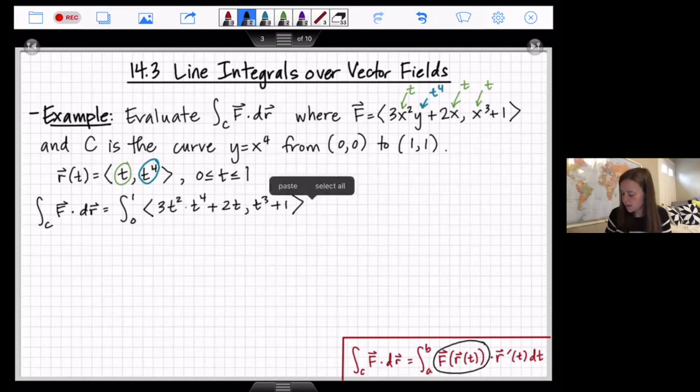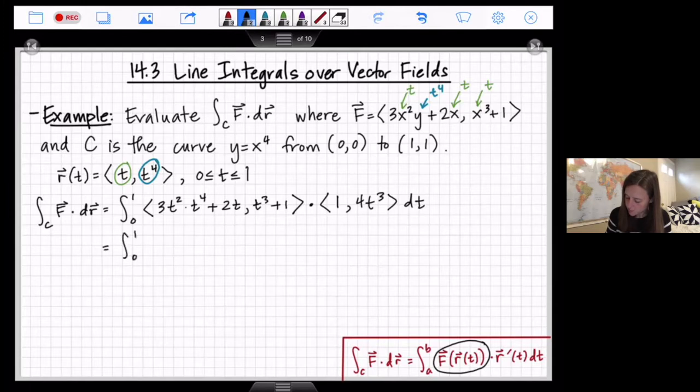So I said this was a dot product with r prime of t. So we're going to plug in the derivative of our parameterization. So our parameterization is t, derivative that would be 1. Derivative of t to the fourth would be 4t cubed dt. First of all, let's clean up that first vector. It's got a little bit of simplification to do. So this says integral 0 to 1, 3t squared times t to the 4th, that's 3t to the 6th plus 2t, comma, t cubed plus 1, and we're dotting that with 1, comma, 4t cubed.